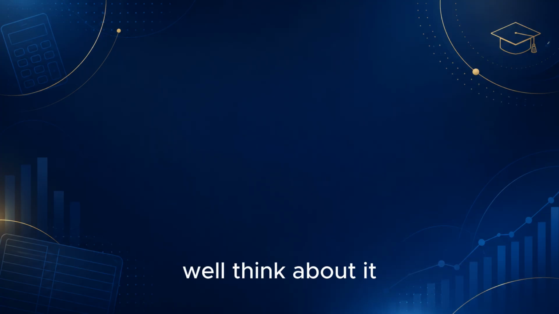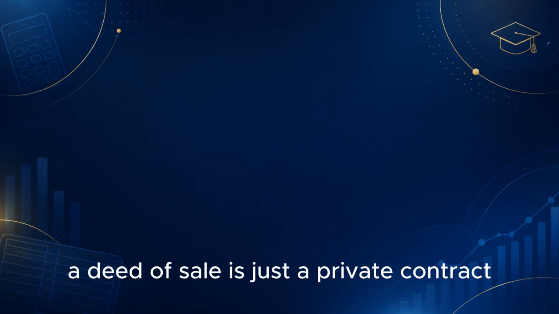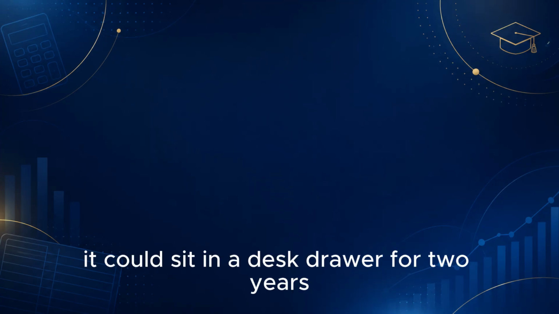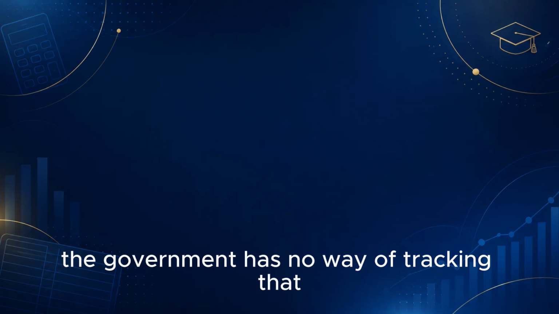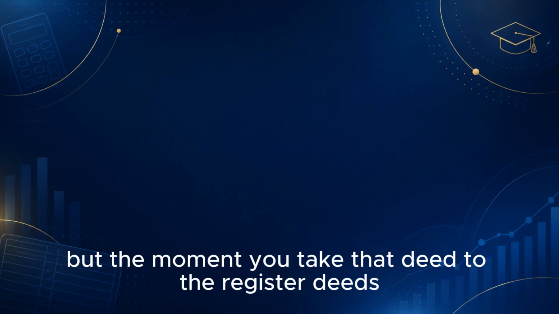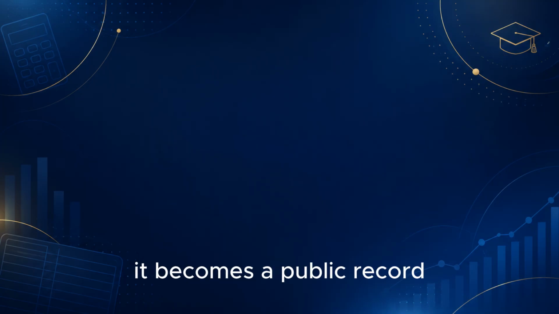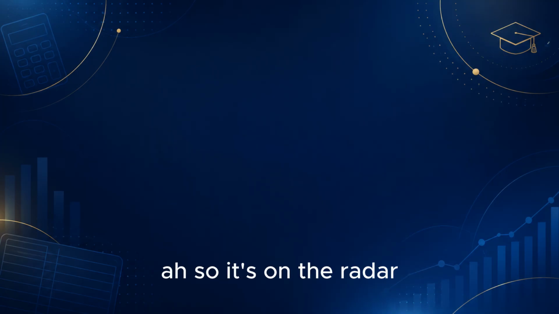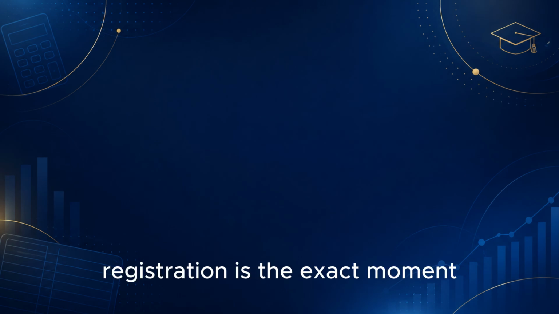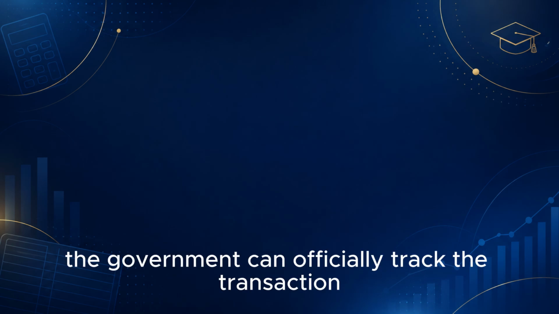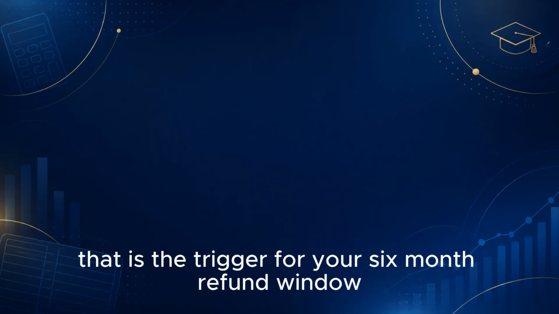Well, think about it. A deed of sale is just a private contract between two people. It could sit in a desk drawer for 2 years. The government has no way of tracking that. But the moment you take that deed to the Register of Deeds to officially transfer the title, it becomes a public record. So it's on the radar. Exactly. That registration is the exact moment the government can officially track the transaction. That is the trigger for your 6-month refund window.